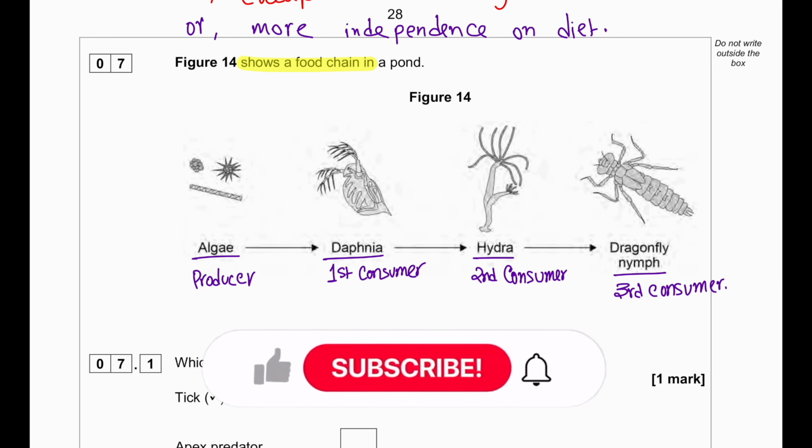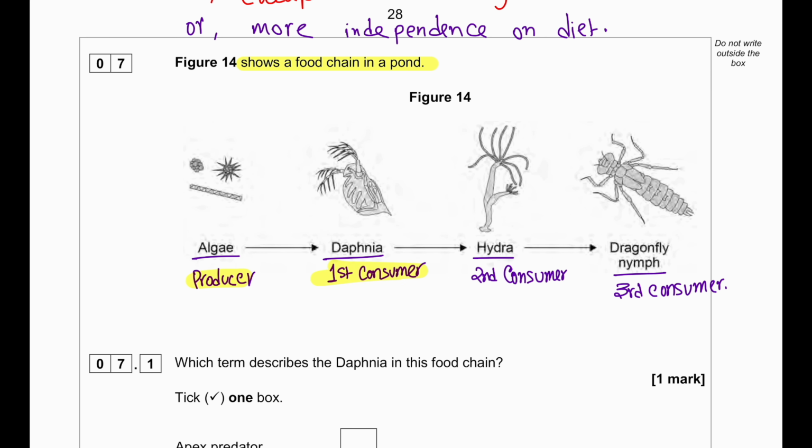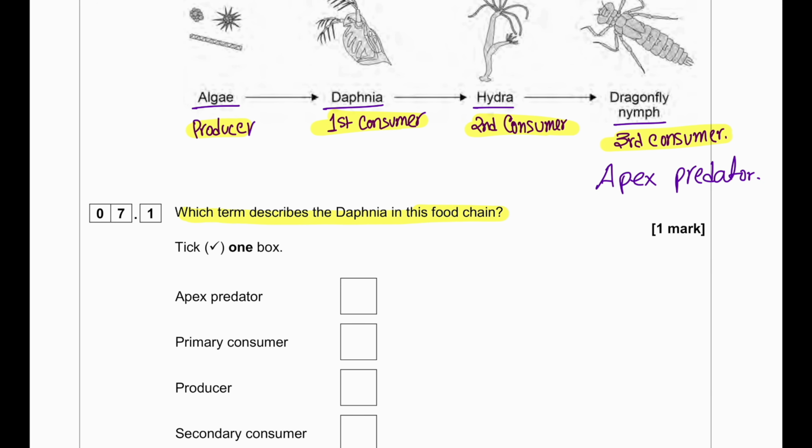Figure 14 shows a food chain in a pond. We can see the algae, which is the producer, and then the Daphnia, which is the primary consumer. The second consumer is the Hydra, which feeds on Daphnia, and the dragonfly nymph, which is the third consumer. We can also call this particular food chain's top species the apex predator. Which term describes the Daphnia in the food chain? Since Daphnia is just consuming algae, Daphnia is a herbivore. So Daphnia will be a primary consumer.